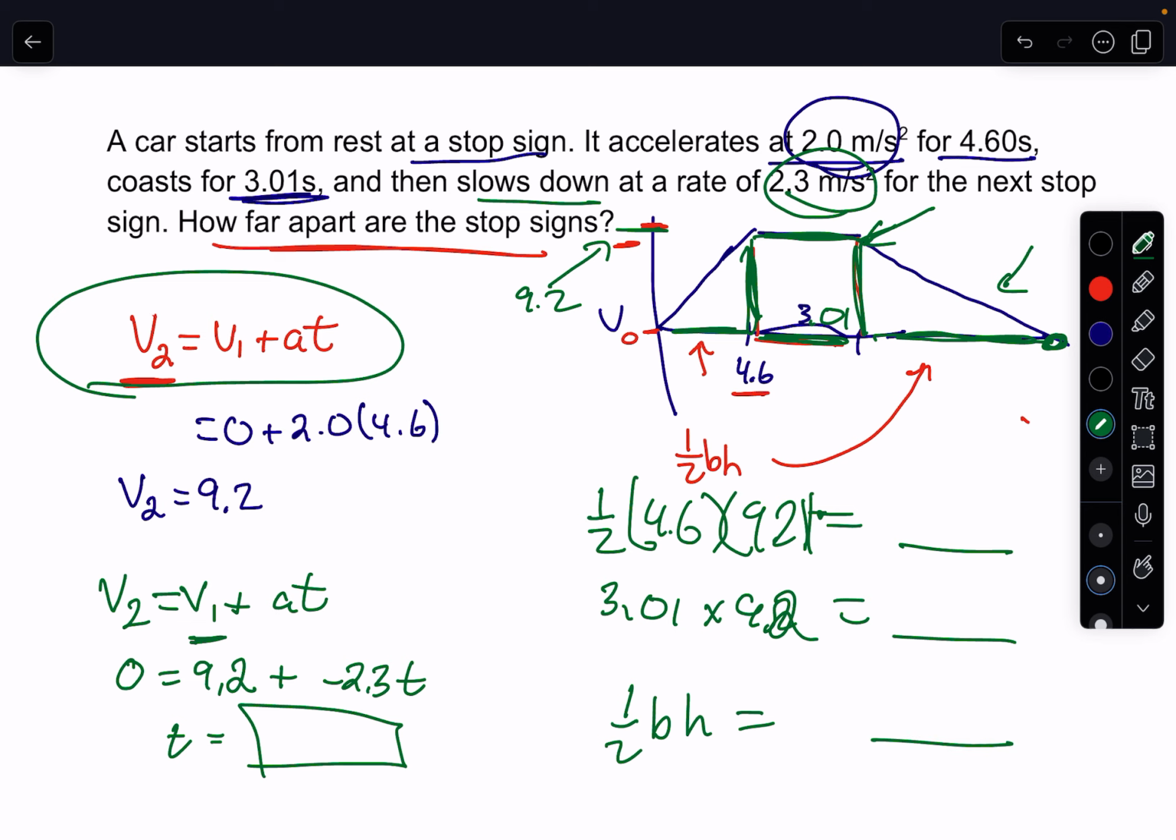Plug those numbers in, and then the answer is the sum of these numbers.